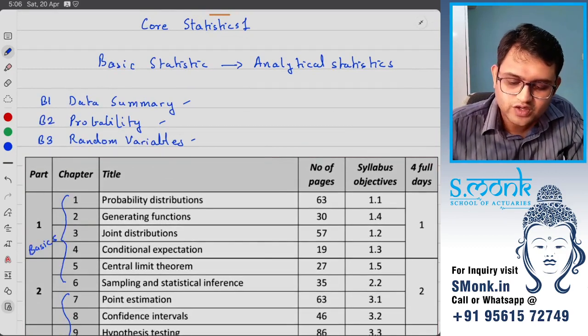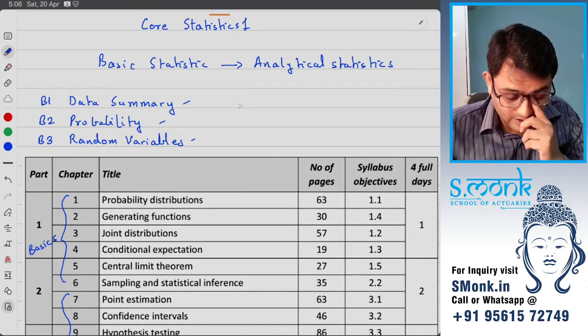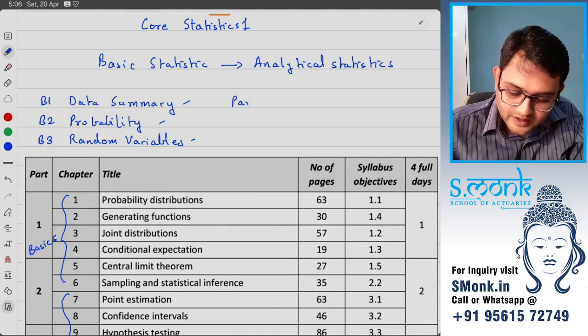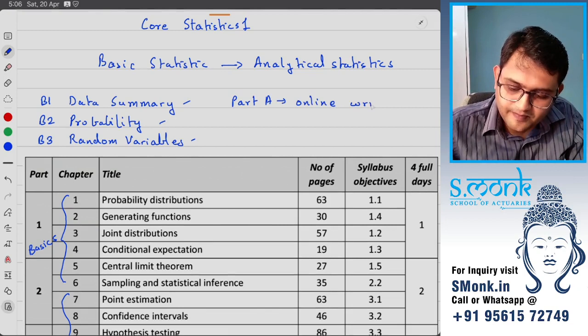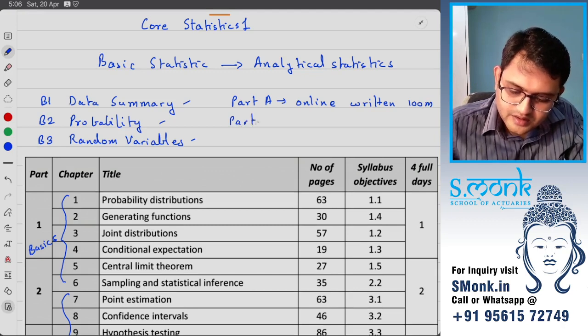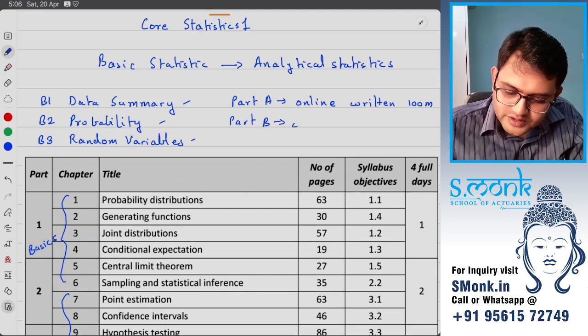Whenever we are talking about a CS1 examination, we have examination in 2 parts. Part A would be online written, 100 marks, and then part B is online R programming, that is also 100 marks.